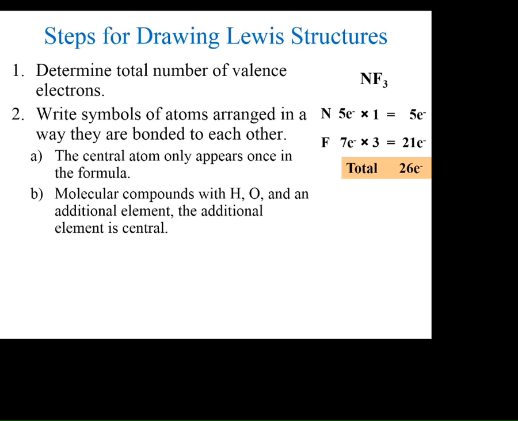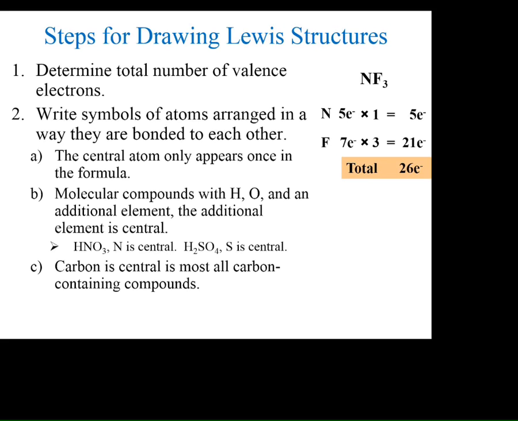Another possible rule is if you have a molecular compound made up of hydrogens, oxygens, and something else, the something else goes in the center. For example, if it was HNO3, that's hydrogen, oxygen, and nitrogen, so the nitrogen goes in the center. Or if it was H2SO4, the S is the something else, and the sulfur goes in the center. So if it's hydrogen, oxygen, plus an element, that other element goes in the center.